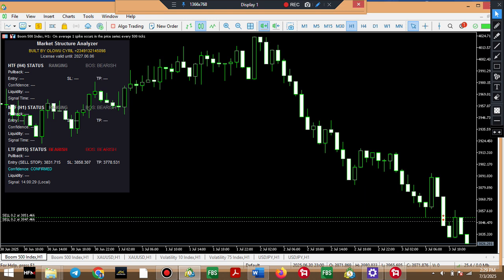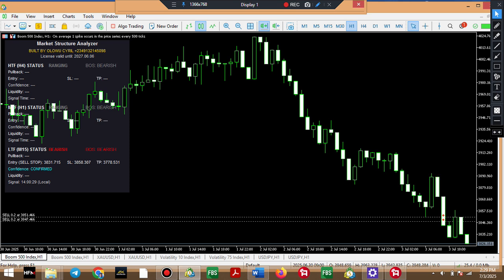The H1 also has a bearish BOS, also is ranging. While the entry signal time frame, which is 15 minutes, was also bearish, and then there was a break of structure, which is also bearish. So before then, it gives this signal. Then it's telling me it's confirmed.